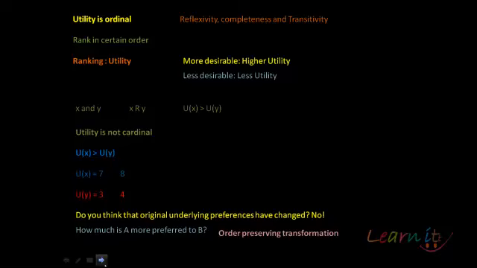Hence we say that utilities are ordinal. All utility rankings are ordinal. It doesn't matter what number you give to these utilities, as long as they show the preference relation which you want to show. So utility rankings are therefore ordinal rankings. Clear? So this is there. Thanks.